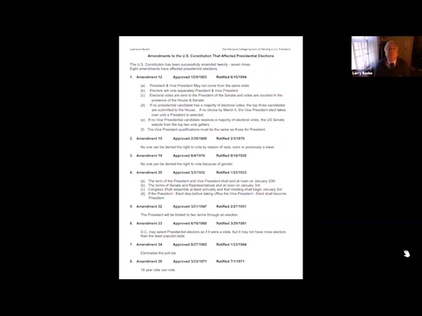Okay, let's take a look. Hey, interesting. One of the things is the president and vice president can't come from the same state. So ticket splitting as a strategy for winning an election started at the very beginning.